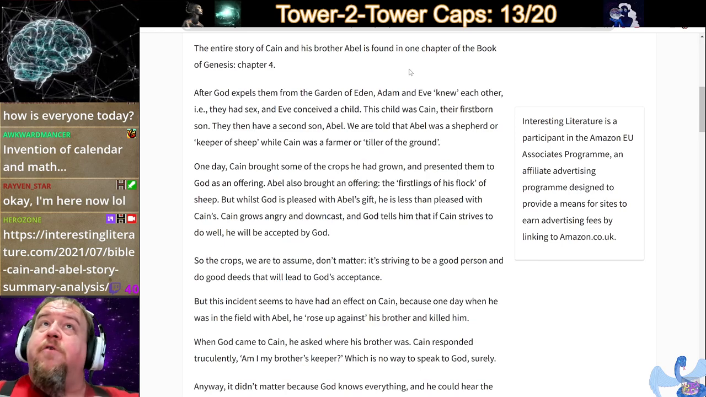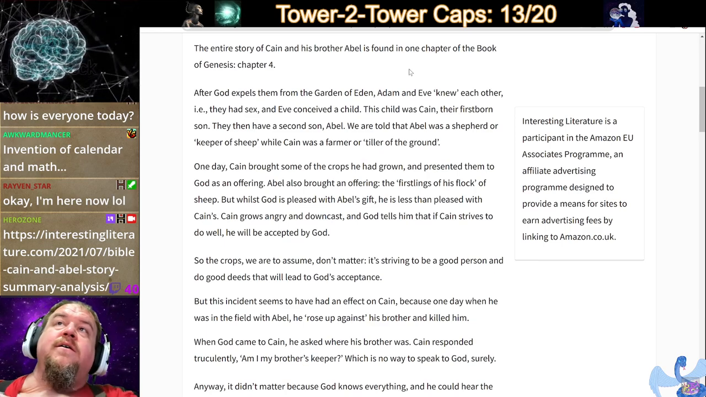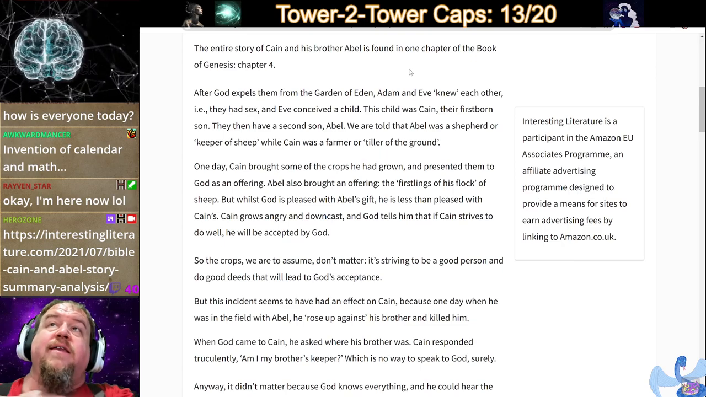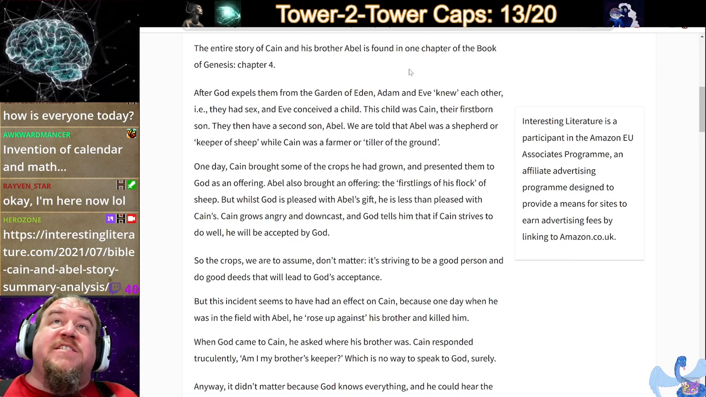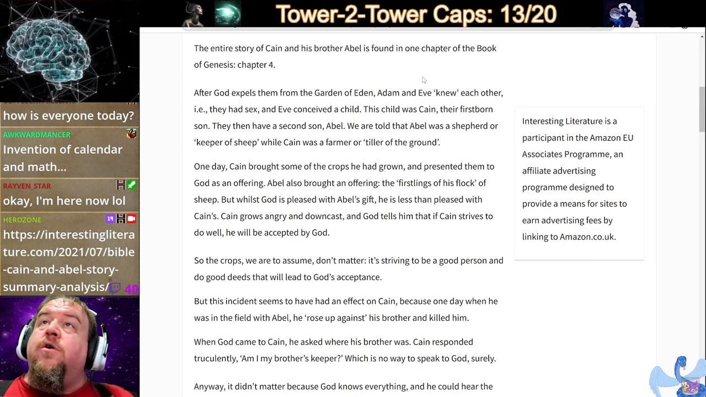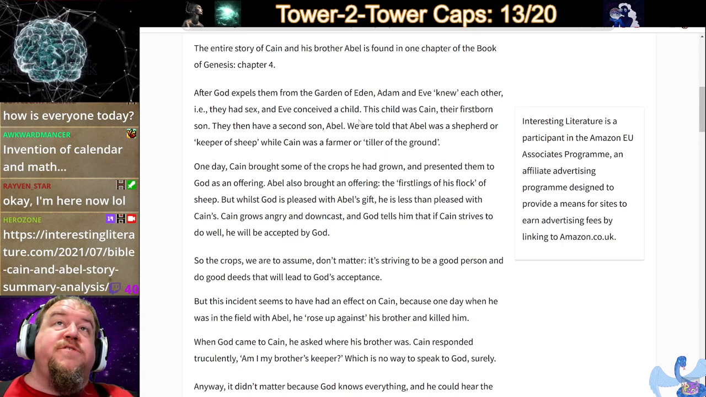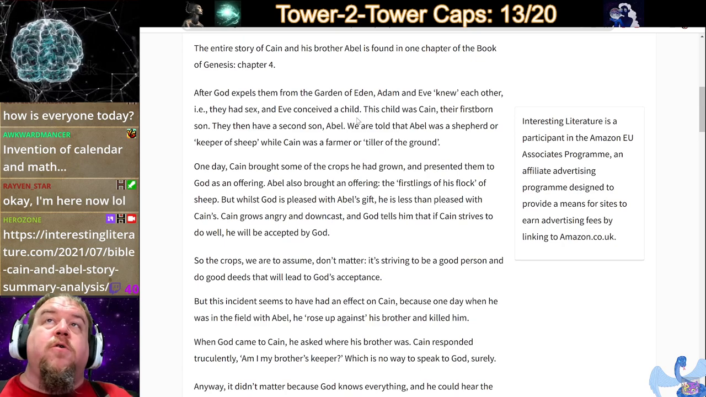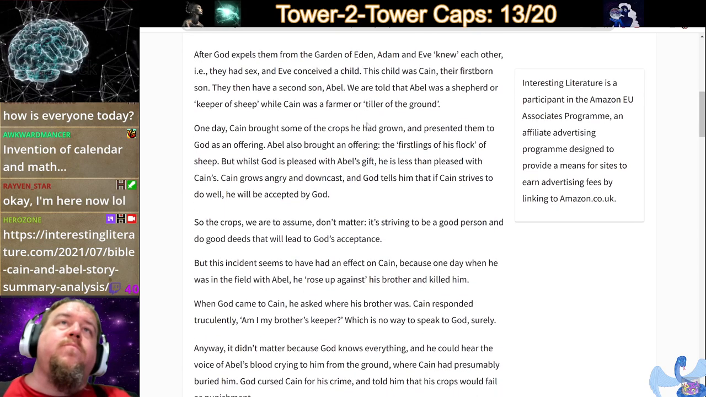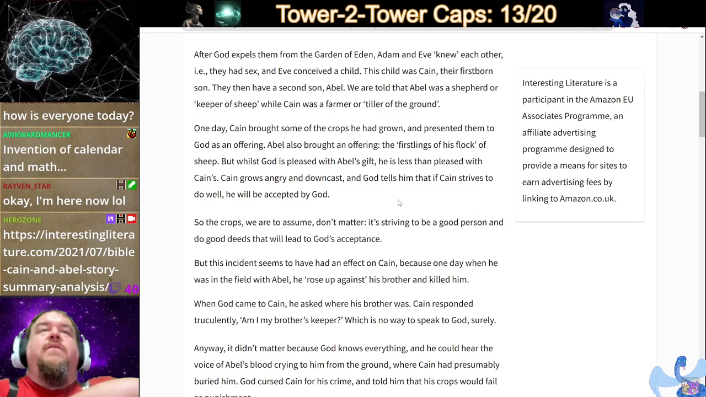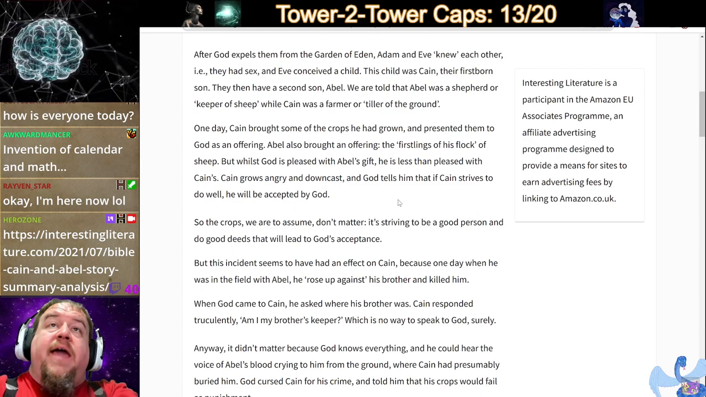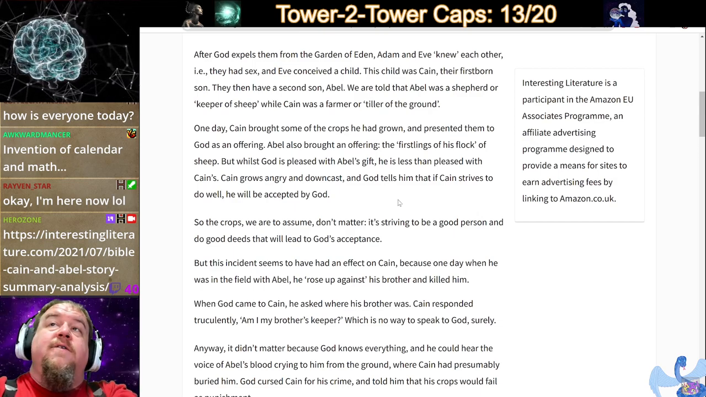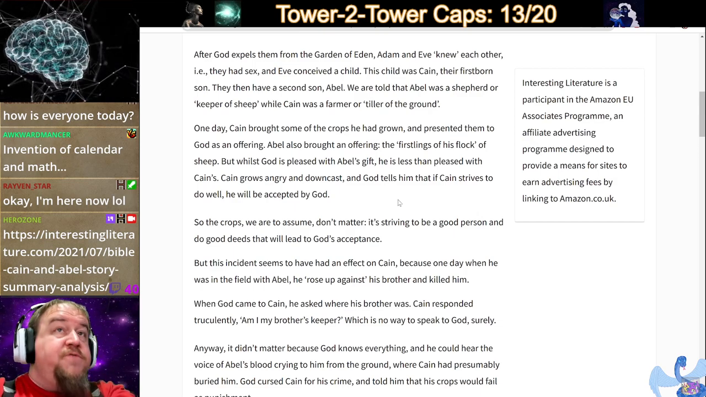It was the biblical know. And Eve conceived a child. This child was Cain, their firstborn son. They then have a second son, Abel. We are told that Abel was a shepherd or keeper of sheep, while Cain was a farmer or tiller of the ground. One day, Cain brought some of the crops he had grown and presented them to God as an offering. Abel also brought an offering, the firstlings of his flock of sheep.